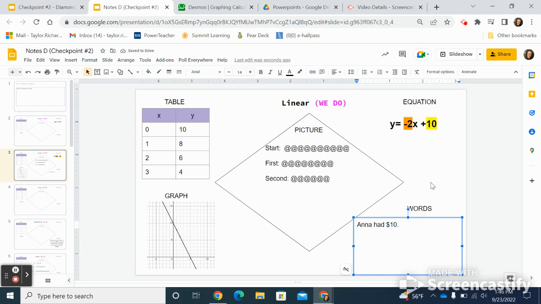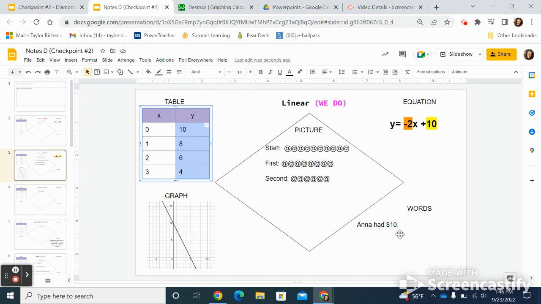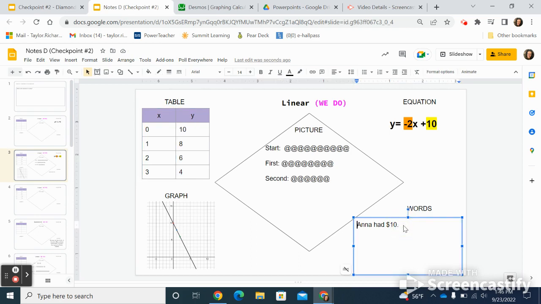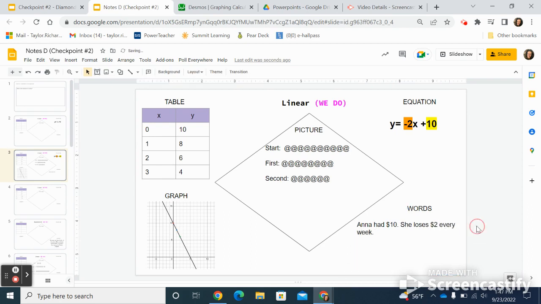Second sentence is what's happening to those dollars. So remember, they're going down. What kind of sentence could you say that she's losing to? So I'm going to actually say that exactly. She loses $2 every week. Okay? So make sure your words are saying that it's going down. She loses $2.